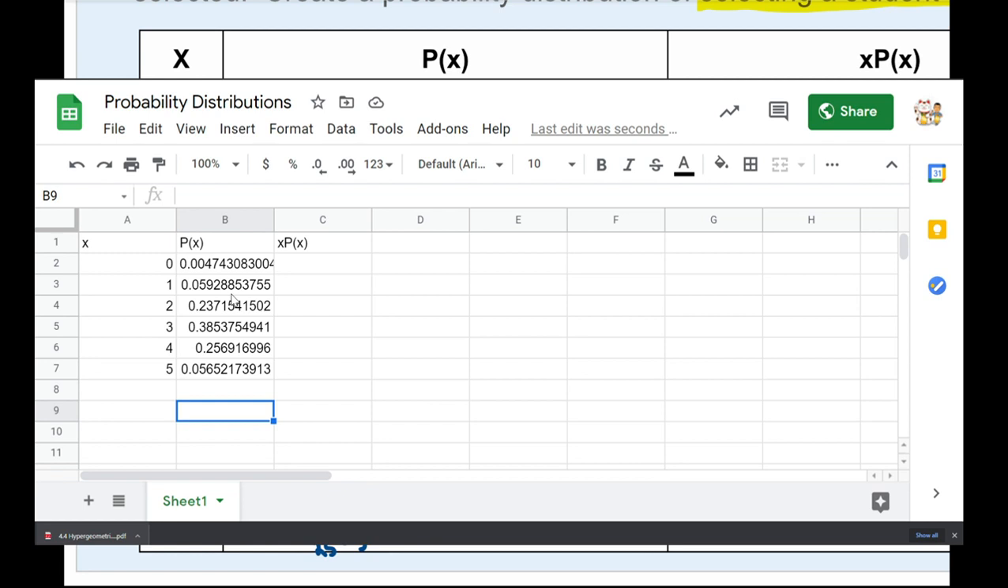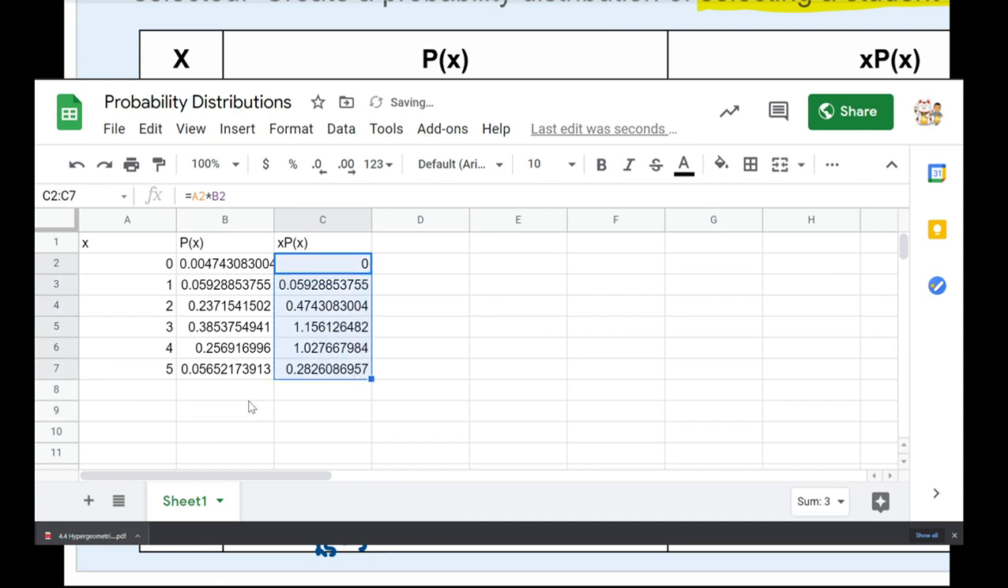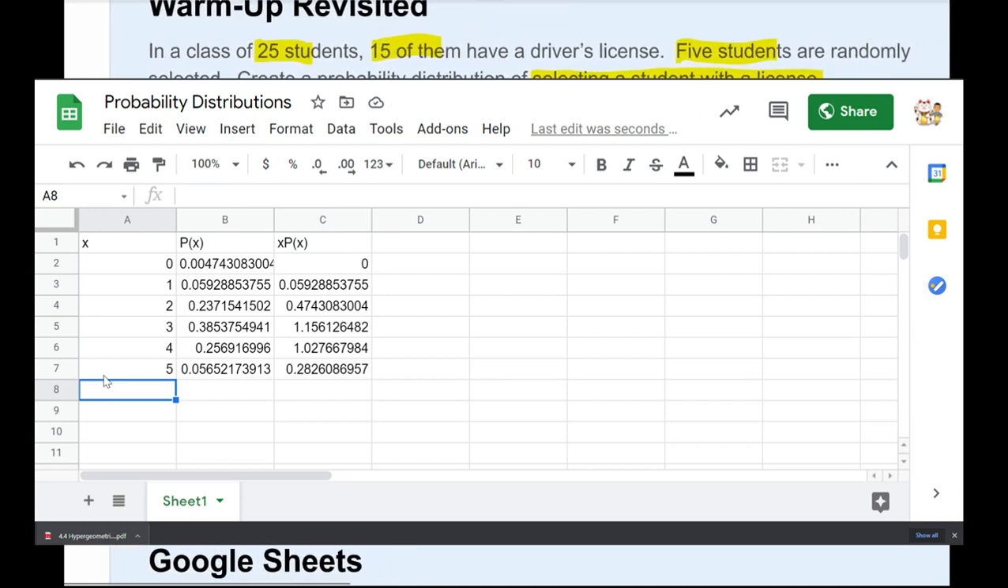If we wanted to as well, if we needed to find the expected value, I can go through, same type of formula, first cell multiplied by the next one, hit equals, and then just drag it down. And again, this we can fill out into our table as well if we needed to. Keeping in mind, we can round as well.